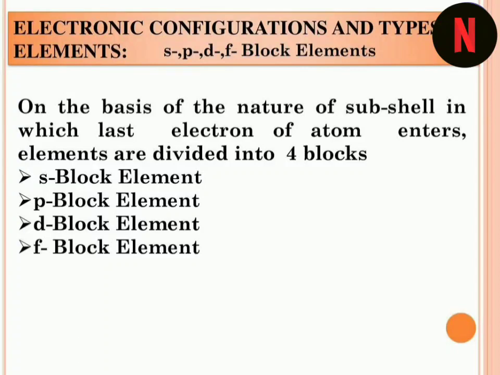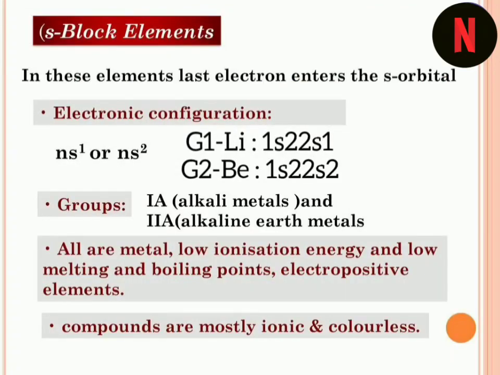On the basis of the nature of the subshell in which the last electron of the atom enters, the elements are divided into 4 blocks. They are the s block elements, p block elements, d block elements and f block elements. First we will discuss the s block elements. In these elements, the last electron enters the s orbital. The s block comprises group 1 and group 2. Group 1 metals are called alkali metals and group 2 metals are called alkaline earth metals.